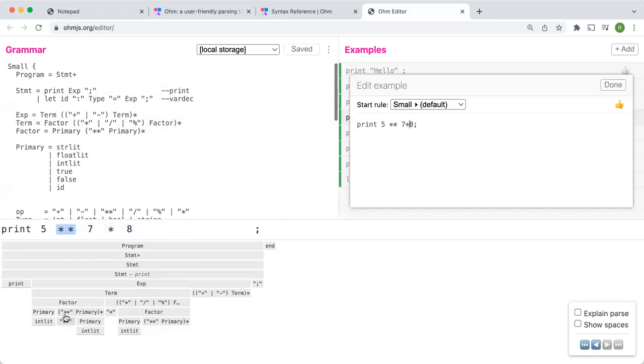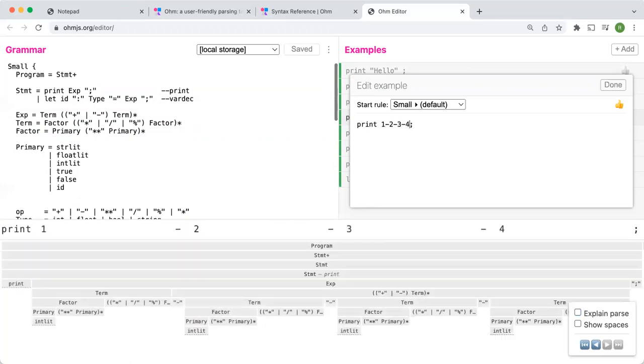Let's see, where is x? Yes, we do. 5 to the 7th power is here, which we do prior to the multiplication. So we have operator precedence done. But there's one thing that we don't have done yet, and that is, I'm gonna write this out, 1 minus 2 minus 3 minus 4.